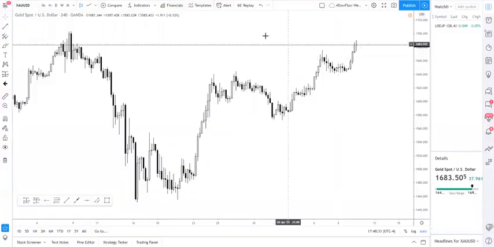Okay, so today I want to talk about how do you identify institutional buying and selling. You guys are in for a treat because this has been one of the topics that we always wanted to cover, but we haven't got to it. So today we'll show you exactly how to identify institutional buying and selling.